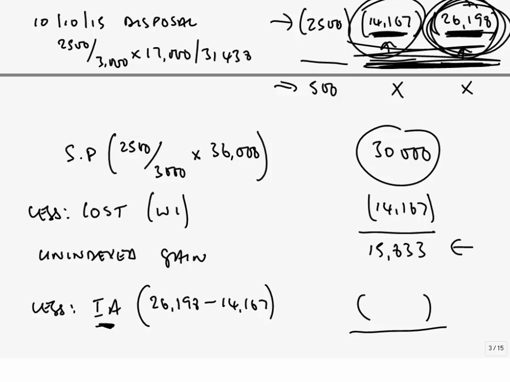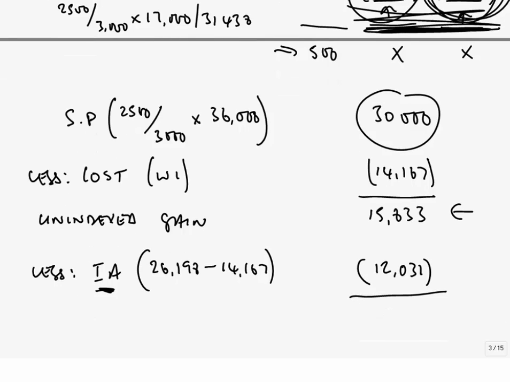So 26,198 minus 14,167, all being well, comes to £12,031, less of course than the unindexed gain, so it will leave us with a chargeable gain which we can label, and that chargeable gain should amount then to, I made that £3,802 as the chargeable gain on this part of the overall share disposal. We've got the sale of these 2,500 shares from the share pool.